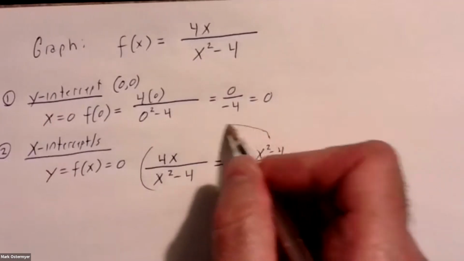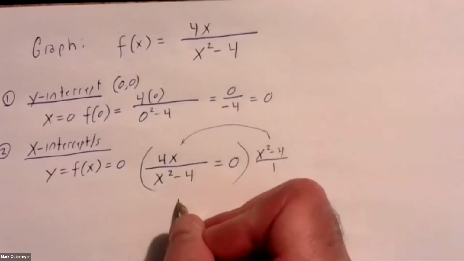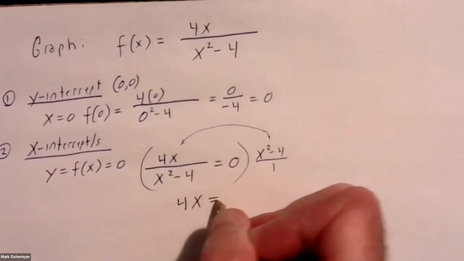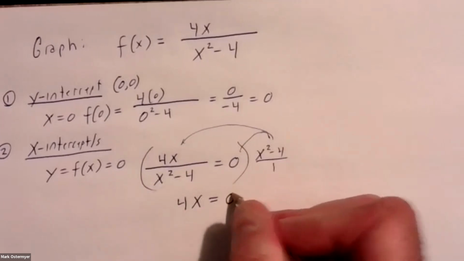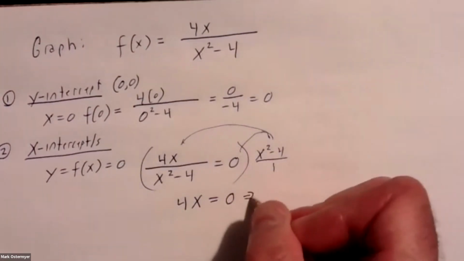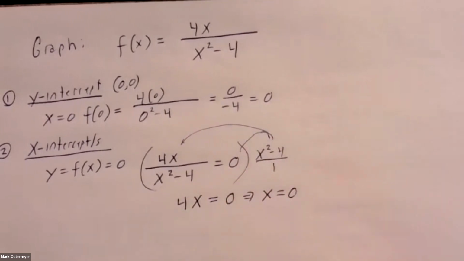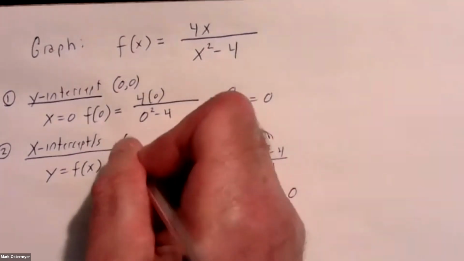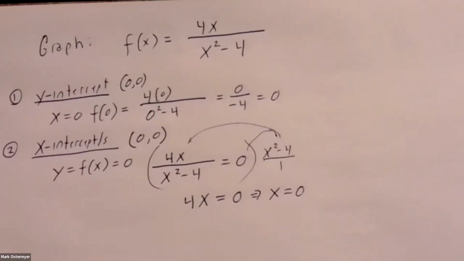When I multiply the left side by x squared minus 4, the x squared minus 4's drop out, leaving me with just 4x. When I multiply the right side by x squared minus 4, I'm still left with 0. Now we have a very simple equation to solve for x. Dividing both sides by 4, we determine that x is equal to 0. So we do have an x-intercept. It also happens to be the origin. So my origin is not only a y-intercept, it's also an x-intercept. Any questions so far here?